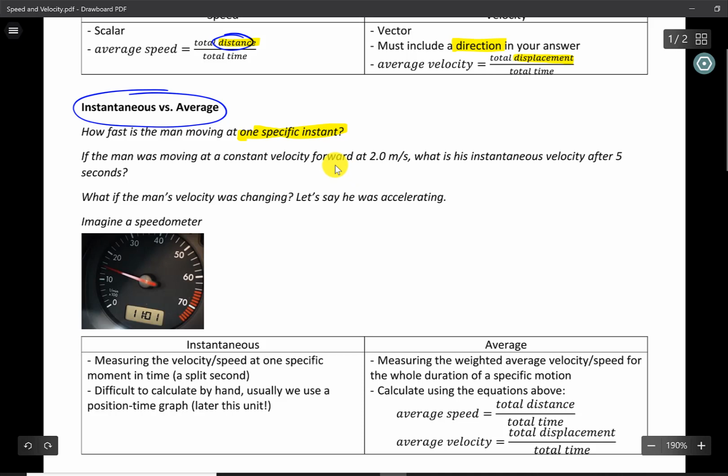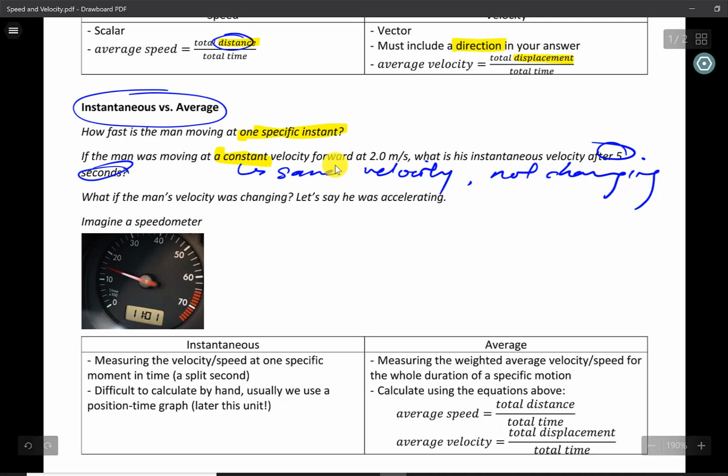So the key word here is constant. Constant means that this man is moving at the same velocity and that it's not changing. So even after 5 seconds, if his velocity doesn't change, he's still moving at 2 meters per second. His instantaneous velocity is not changing throughout that time. But what if this man's velocity was changing? Let's say he was accelerating.